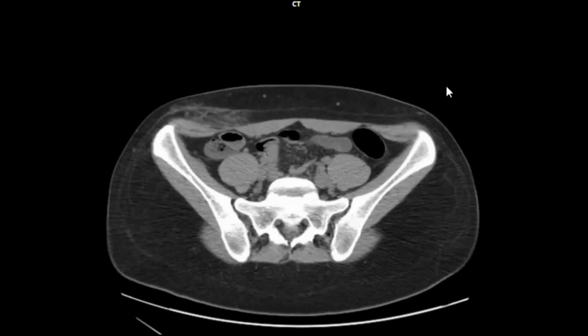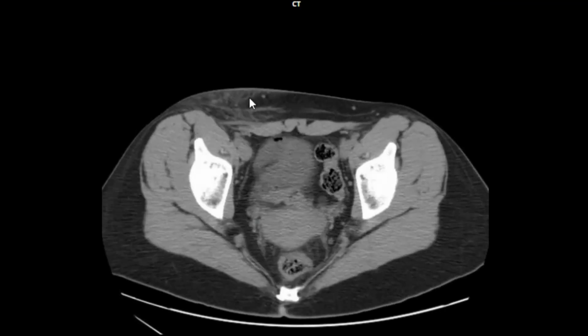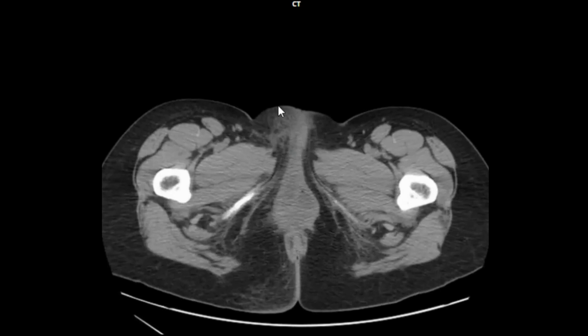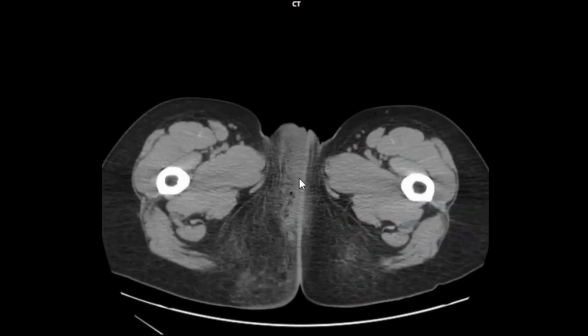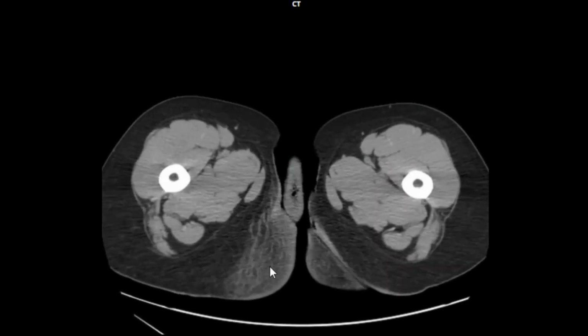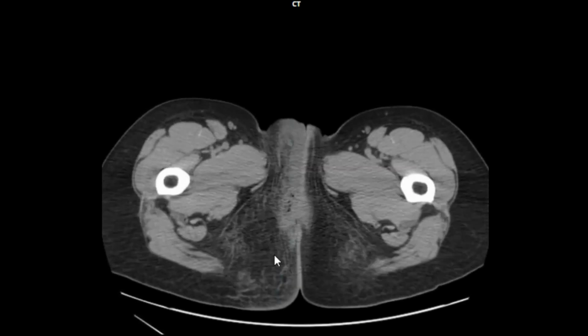This is our last case, the pelvis, and we can see some soft tissue induration extending from the anterior pelvic wall into the perineum with some subcutaneous emphysema over here, and this is necrotizing fasciitis, and in this region it's also known as Fournier's gangrene.